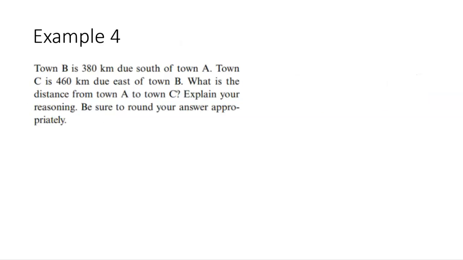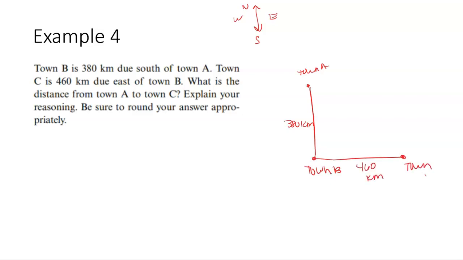Let's do some examples. Town B is 380 kilometers due south of town A. And town C is 460 kilometers east of town B. What is the distance from town A to town C?